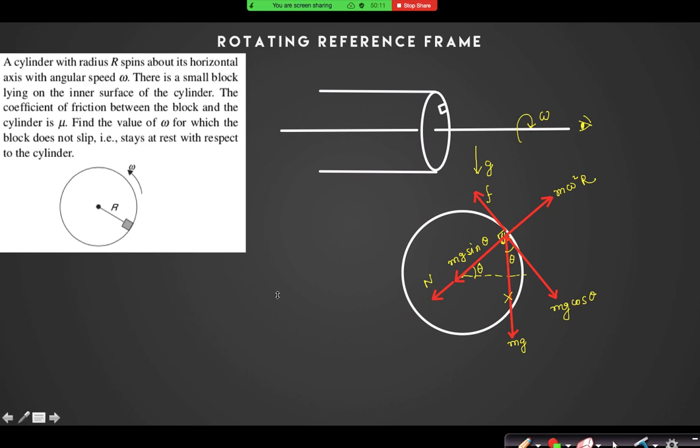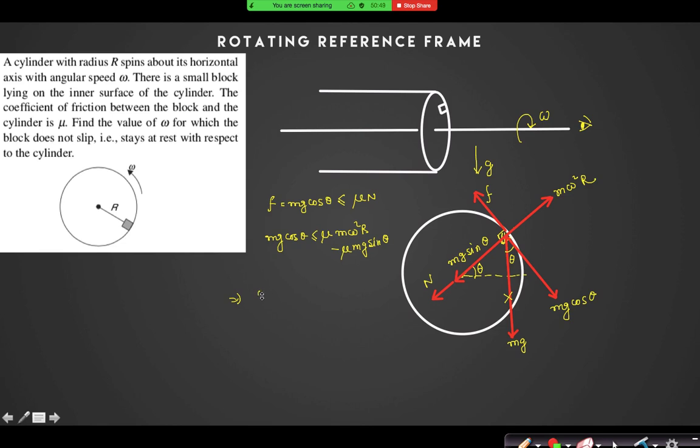So I can write from here. Now this is a simple case of free body diagram. F is equal to mg cos theta, and what is the value of f? Can I say it is less than or equal to mu into N? And what is the value of N? N is m omega square r minus mg sine theta. So my equation becomes mg cos theta less than or equal to mu into m omega square r minus mg sine theta, right? So I can write that m will get cancelled out.